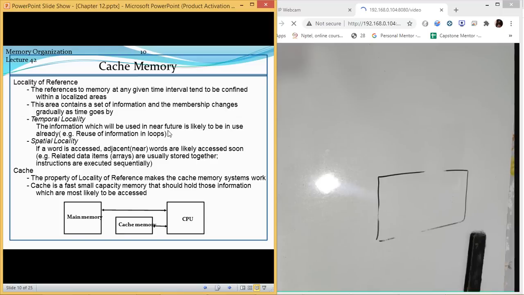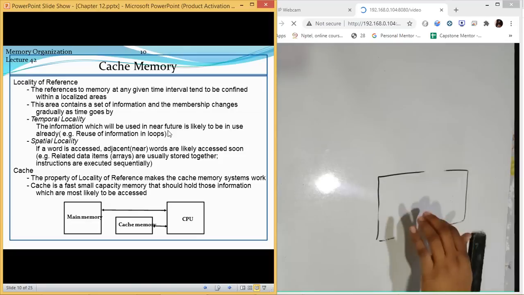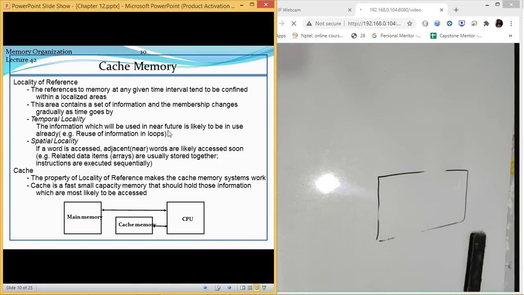Now, the second thing is spatial locality, and this is based on what we have discussed right now. If a word is accessed, its adjacent or nearby words are likely to be accessed. So, if we have accessed a certain address, its nearby address, it might be the next address or the previous address, might be accessed in the near future. That is what we have in spatial locality.